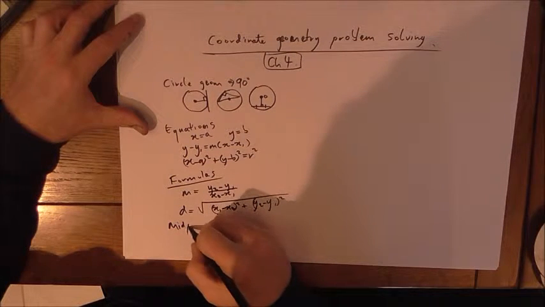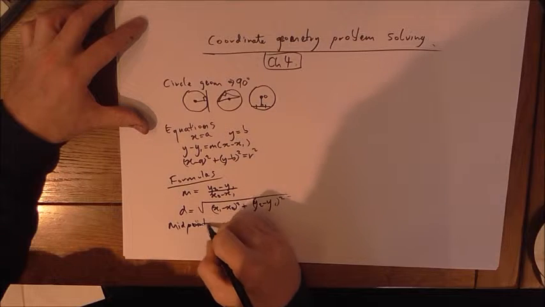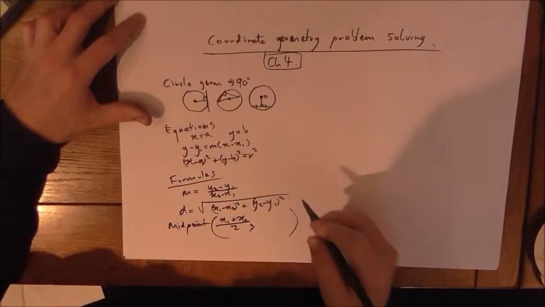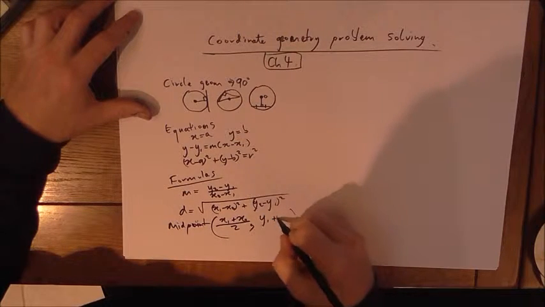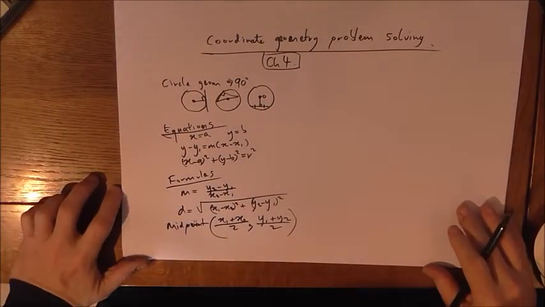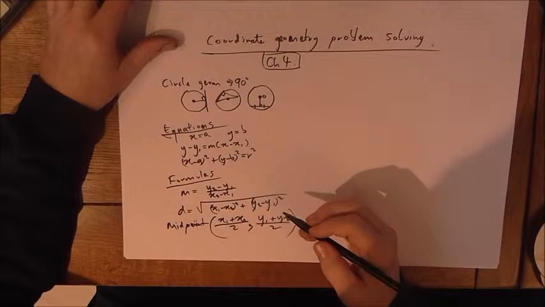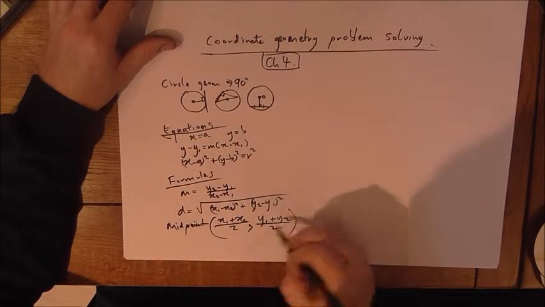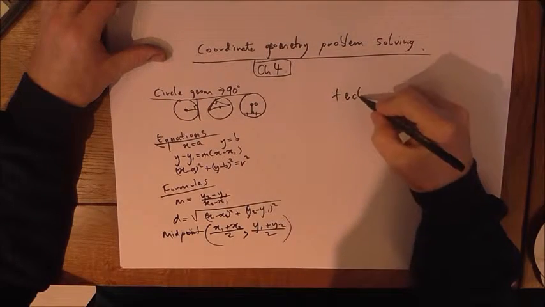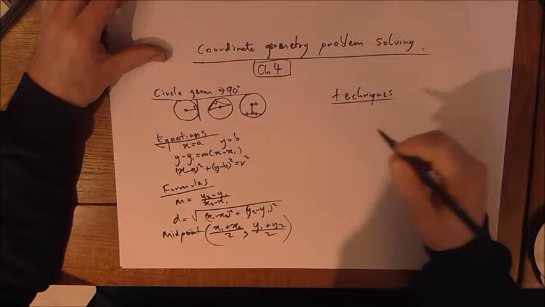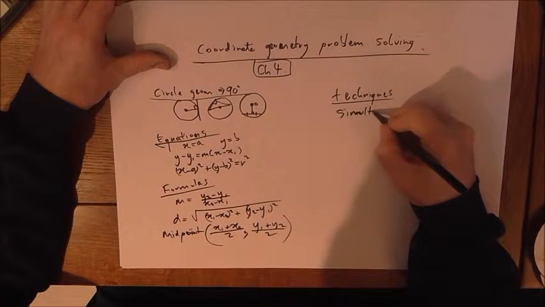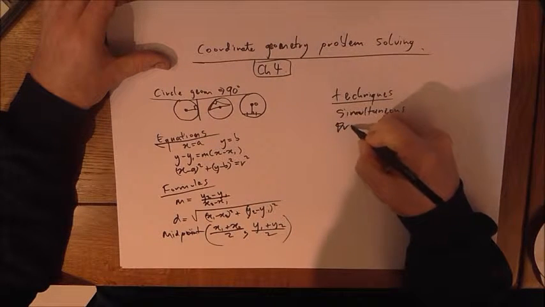Finally, midpoint. You have 2 points. You want to know what point is halfway between them. Take the mean of the numbers before the comma of the x coordinates, take the mean of the numbers after the comma, and that would be the midpoint. So you've got your circle geometry theorems, you've got your equations, you've got your formulas, you've got your general techniques. So the simultaneous equations will be massively important for this, and drawing a diagram.